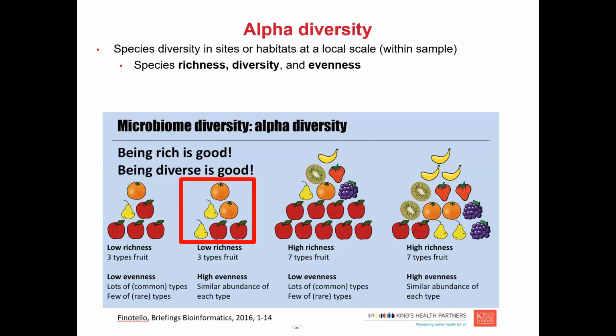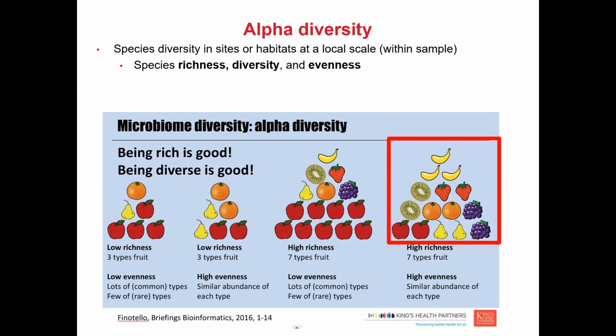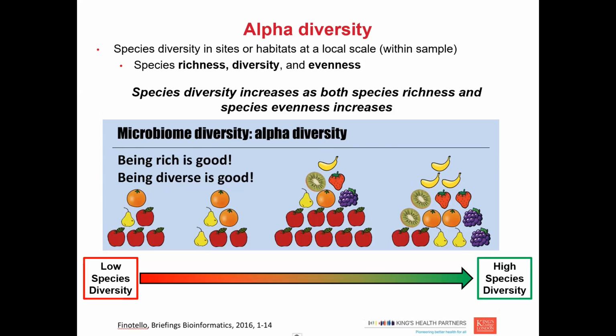The second community from the left has a low species richness with only 3 species, but the community is much more evenly distributed. The final community has a high species richness and species evenness. And as species diversity is calculated using both species richness and species evenness, the higher these values are, the higher the species diversity as well.